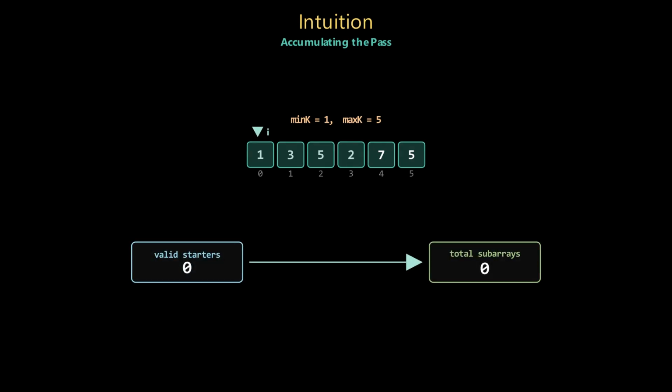By accumulating these individual counts at every single step, we crawl through the entire array smoothly. We update our anchors, apply our boundary formula, and pour the result straight into our grand total, resolving the problem completely in a single linear pass.